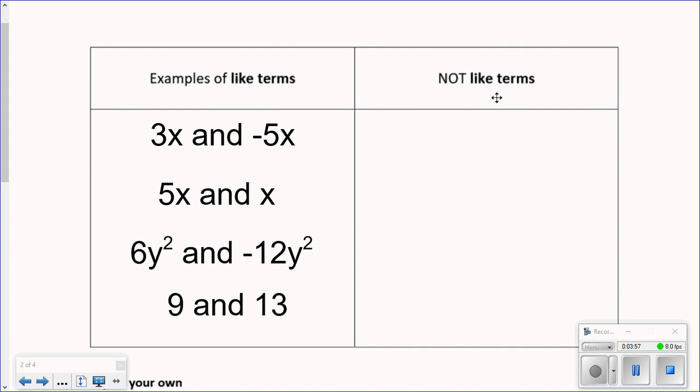Okay? Non-like terms would be 3x and 3. They have the same number, but we need them to have the same variable. 3x has an x, but 3 doesn't have any variables. These are not the same. These are not like terms. You cannot combine them.